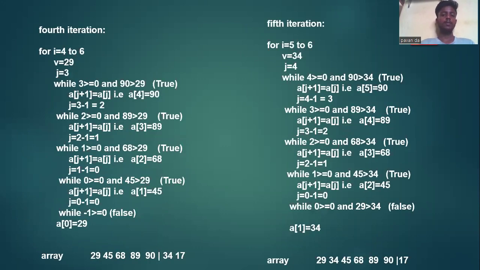And this is the fourth iteration, and this is the fifth iteration. As you can see here, you can see the sorting of digits in the fourth iteration.